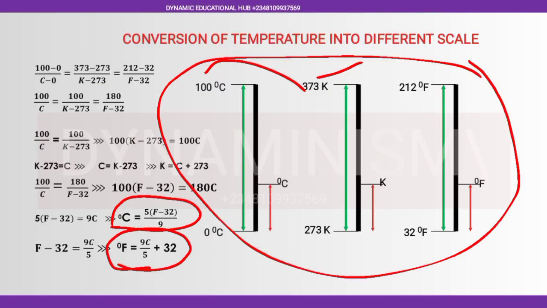Very simple. You take the reading at the upper fixed point and the reading at the lower fixed point, and the reading at a certain point, and you can make the comparison. Just do the comparison, then you get your answer.